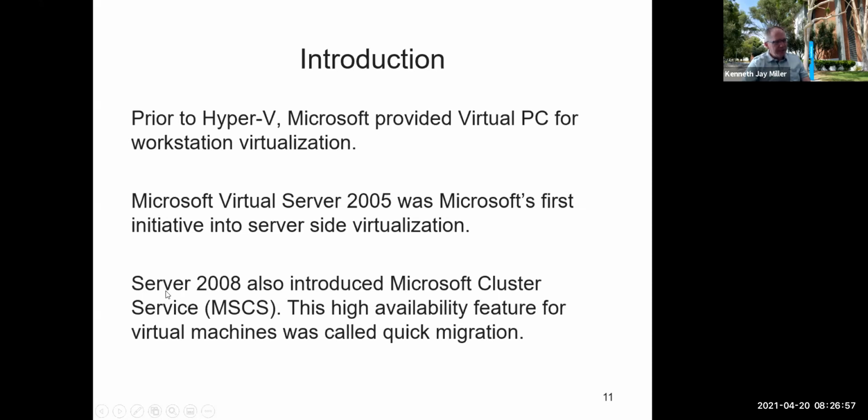And then in 2008, Microsoft introduced the clustering service. And this high availability feature for virtual machines allowed what Microsoft calls quick migration. So unlike the failover clustering and the DRS that's in VMware, Microsoft has the similar feature. If you have a Microsoft cluster built, it will automatically migrate your machine from one Hyper-V host to another Hyper-V host that you have designated.